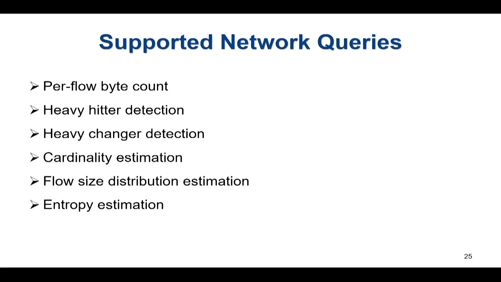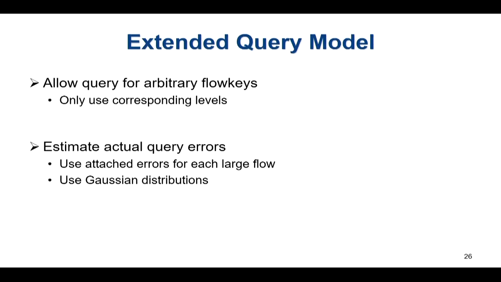In fact, by combining the information of the extracted large flows and the residual sketch, SketchLearn can answer queries for a rich set of flow level statistics. And since the separation of large flows and small flows significantly mitigates the interference among flows, SketchLearn can achieve very high accuracy for these queries.